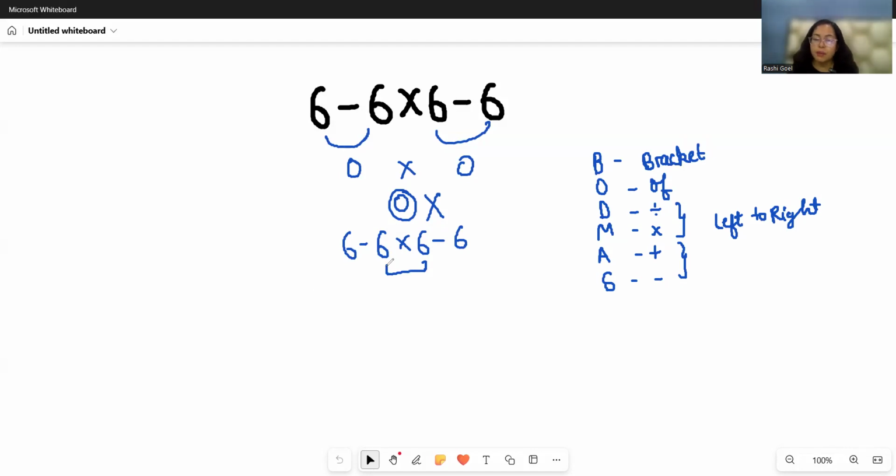We have to solve first multiplication. So it's 6 times 6, 36. So 6 minus 36 minus 6. So now there is a single sign. So we have to solve it from left to right always. So 6 minus 36 is minus 30 and minus 6 is minus 36.